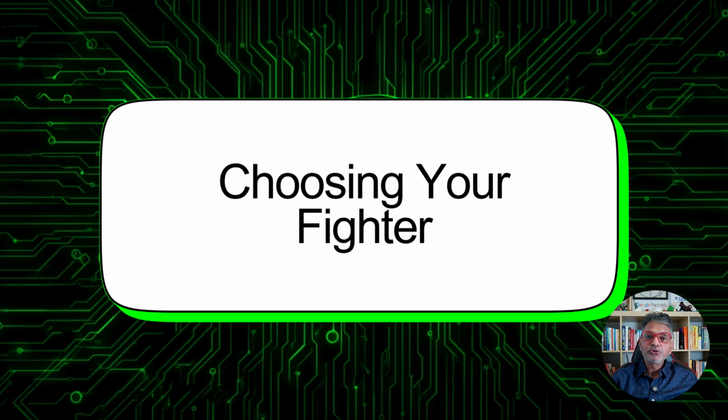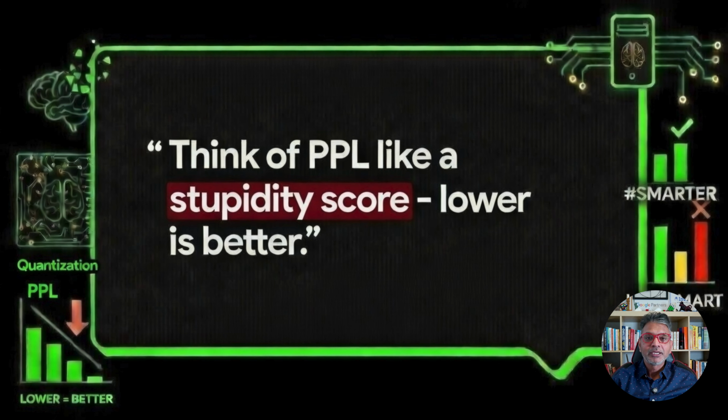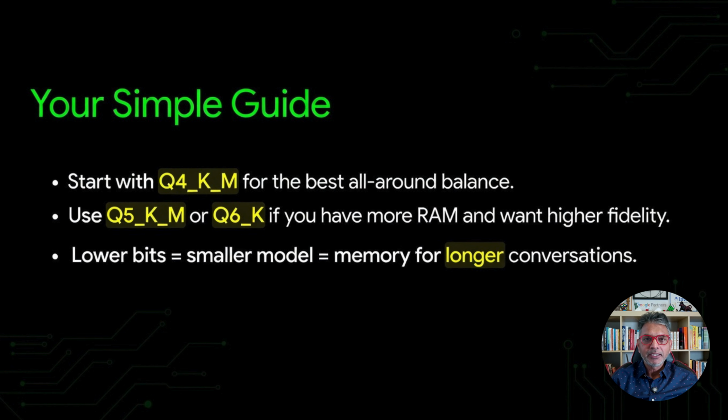Now, how do you choose the right quantized AI model for your hardware? First, we need to understand how quality is measured. When we shrink models through quantization, we introduce a small amount of loss. The technical metric for this is perplexity, or PPL. You can think of perplexity as a stupidity score. Lower is better. A lower PPL means the quantized model behaves more like the original full precision model.